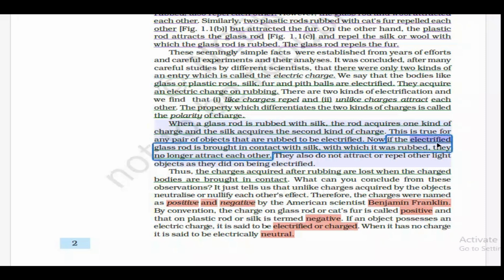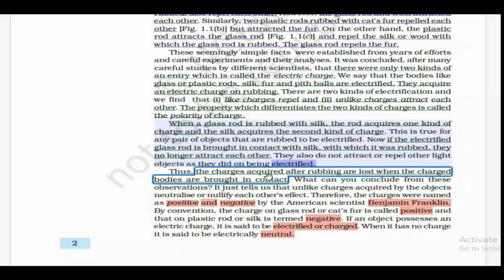Now if the electrified glass rod is brought in contact with silk, with which it was rubbed, they no longer attract each other. They also do not attract or repel other light objects as they did on being electrified. Thus, the charges acquired after rubbing are lost when the charged bodies are brought in contact.